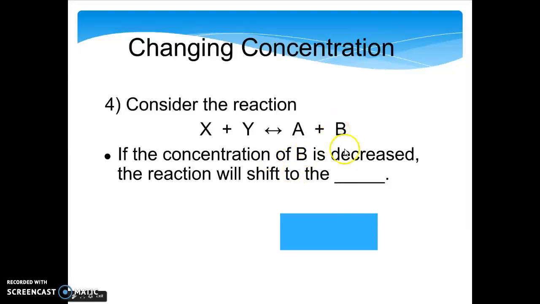Here I'm going to decrease B. So I'm going to create a void. I'm going to remove B. And what happens is X and Y start reacting to refill that B void we created. So it's going to shift towards the right.